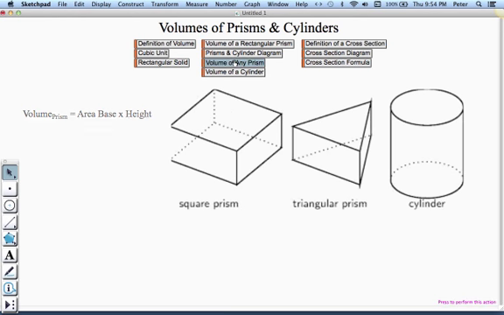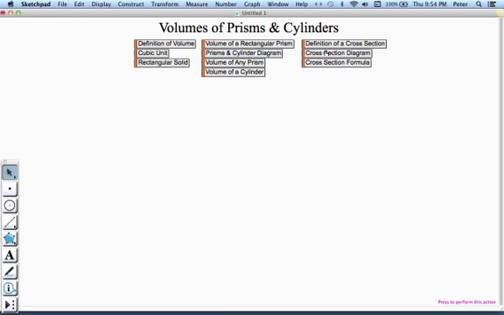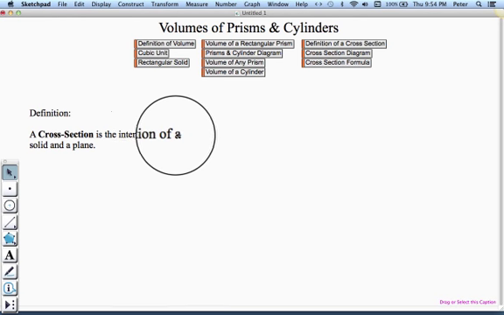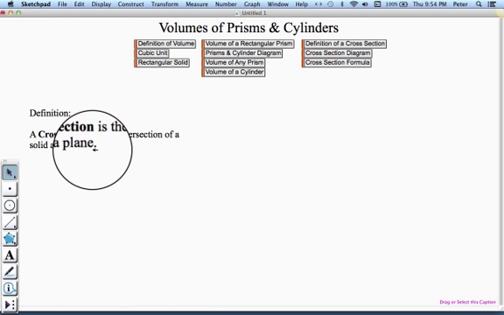the idea of a cross section. Now, a cross section is the intersection of a solid and a plane. Now in this book, it's almost always going to intersect the solid parallel to the plane.